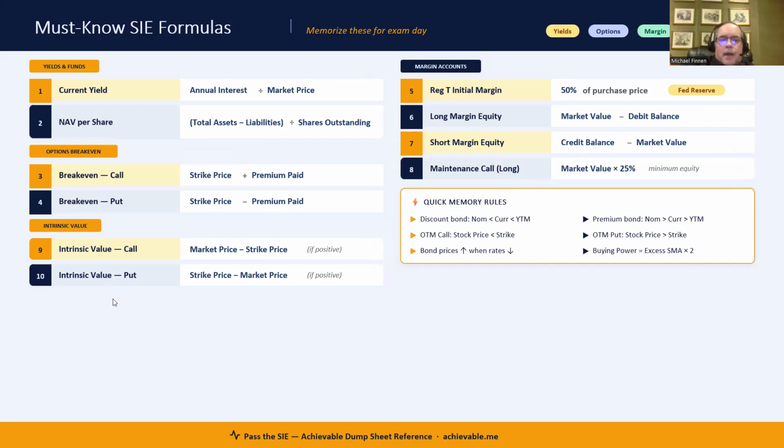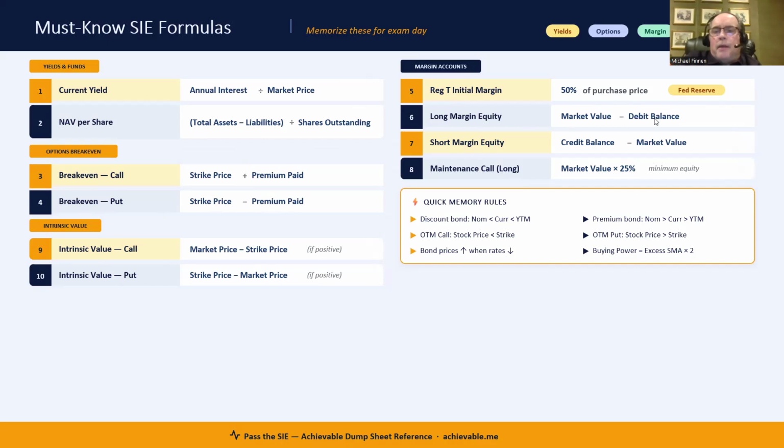Intrinsic value. Again, I'm going to do an option video that's going to be mostly a simple options kind of thing, and I'll cover some of this stuff. But intrinsic value on a call is market price minus strike price, and intrinsic value on a put is strike price minus market price. Reg T is always 50% of the purchase, done by the Federal Reserve.